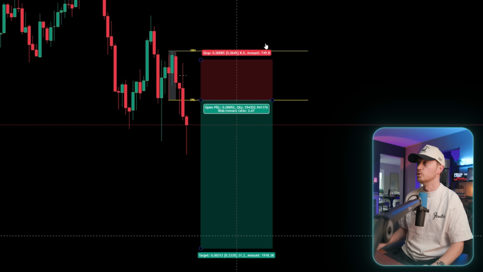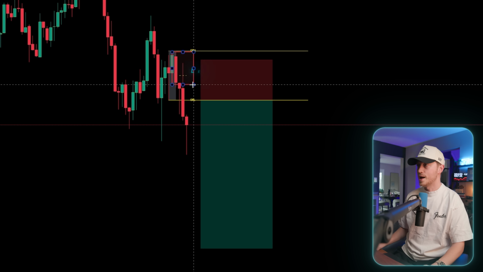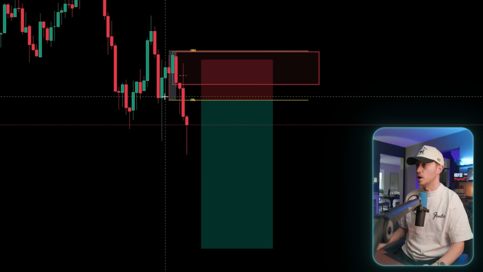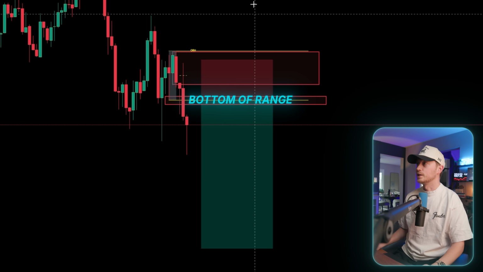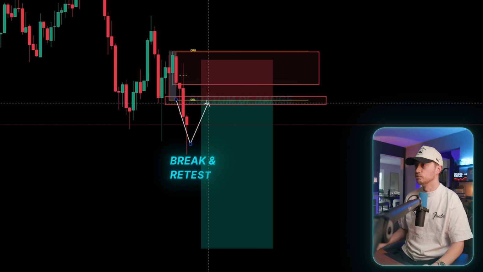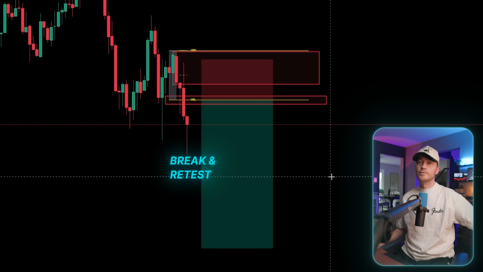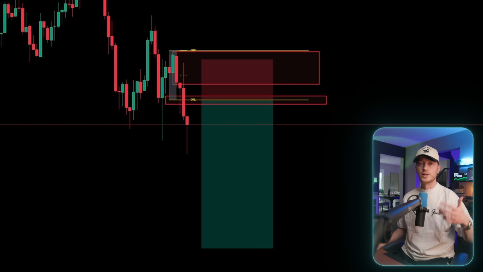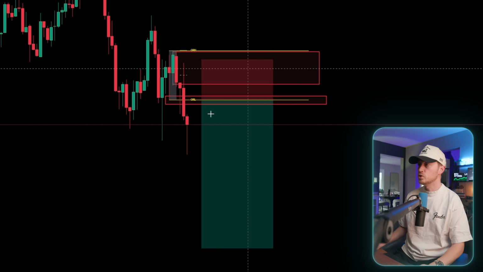That was a pretty nice move. This created a level of supply. I was looking at this supply level right here, but I was also looking at the bottom of the range entry, the classic break and retest entry. This is one of the main ORB entry models that I use in my trading, especially when step 1 was so clear. So step 2 is already complete.